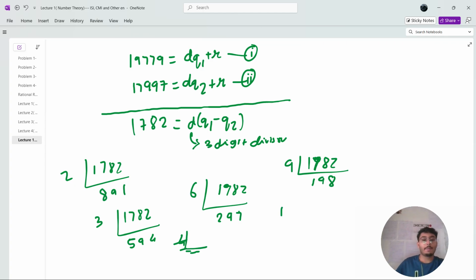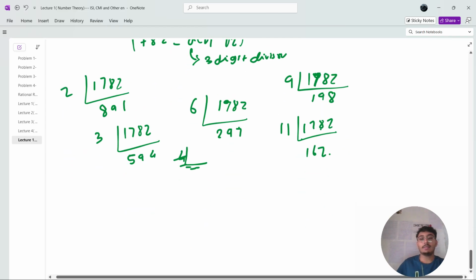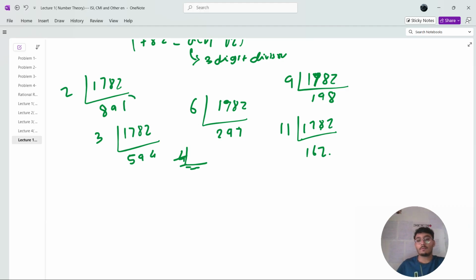So now if I divide it by 11, since 8 plus 1 is 9 and 7 plus 2 is 9, that gives me 0 as shown in the divisibility rule, so that gives me 162. And now, these are all my possible values of D.